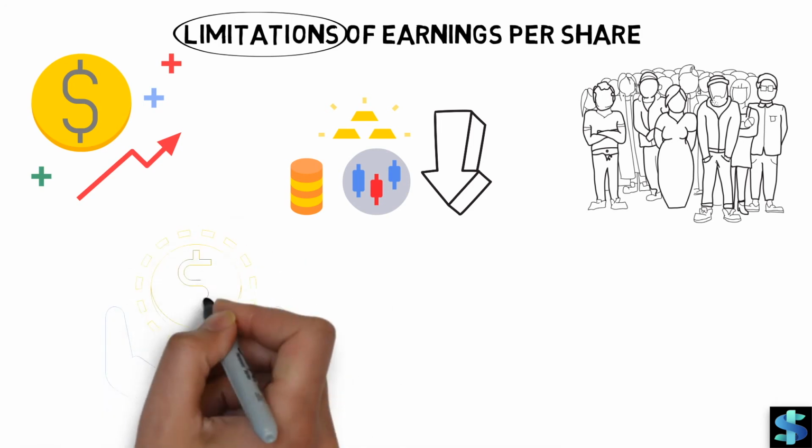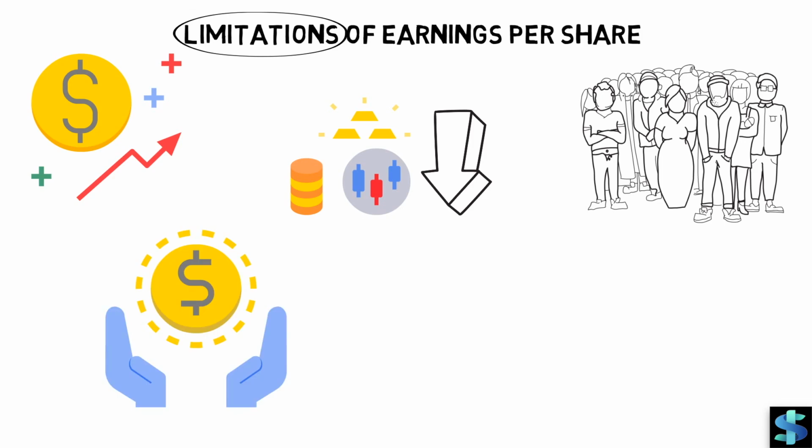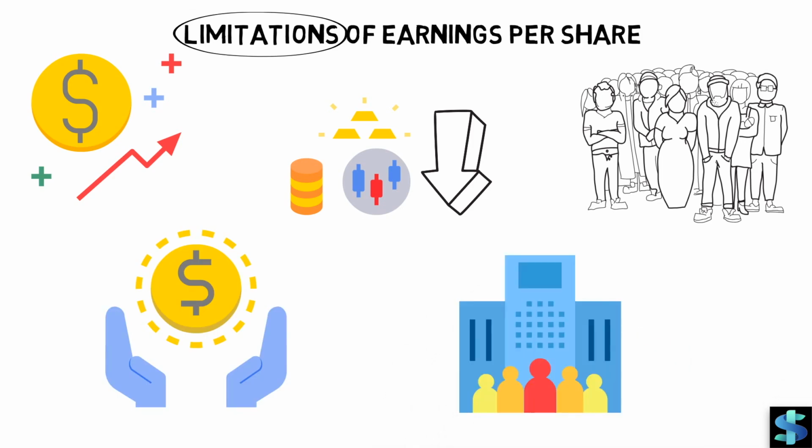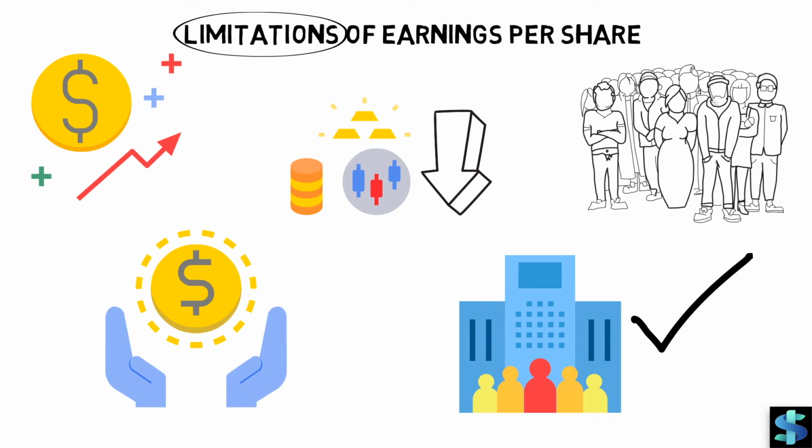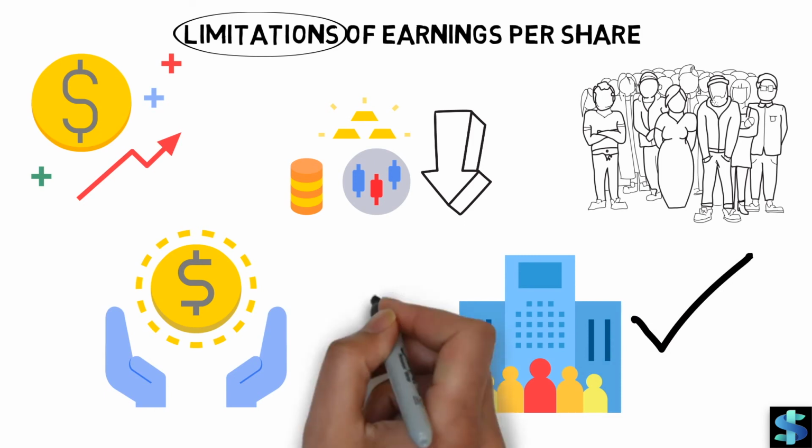Finally, earnings per share does not consider the capital needed to generate the earnings in question. If two companies report the same earnings per share, but one uses less capital to bring in that income, that company is probably managing its resources better than its counterpart. However, that fact wouldn't be reflected in its earnings per share.